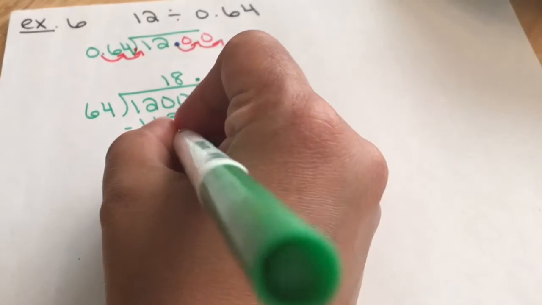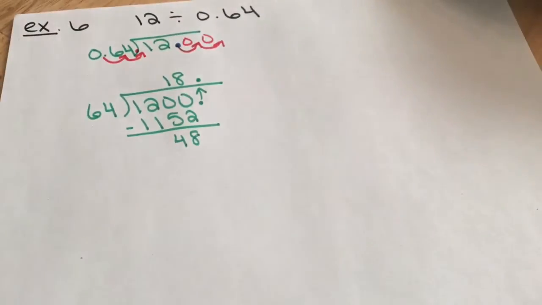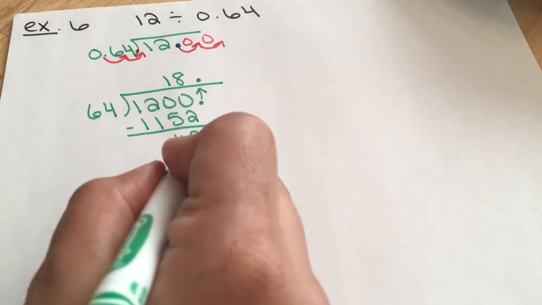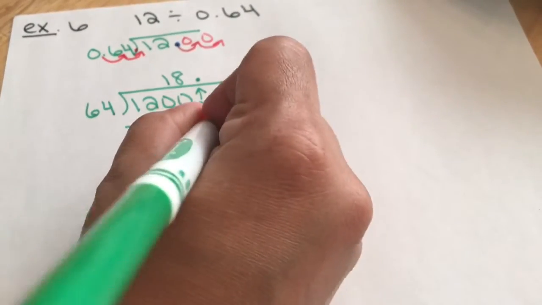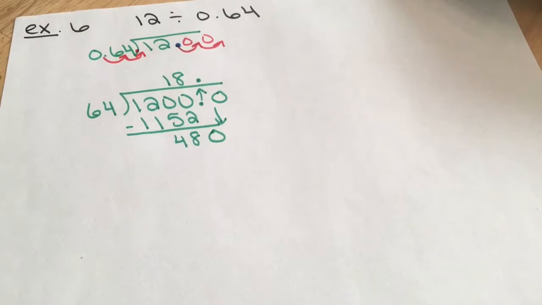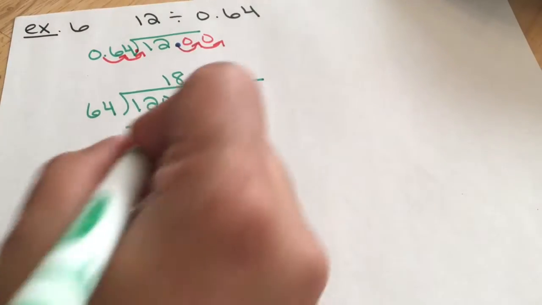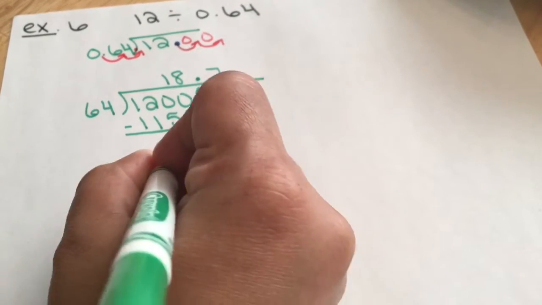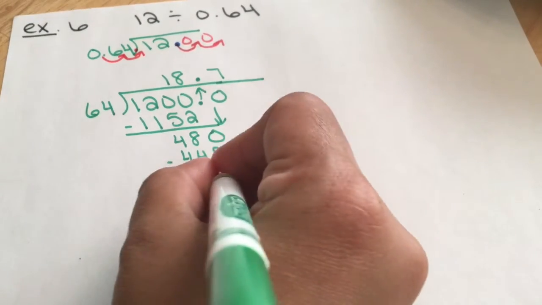and we should get 48. Again, we didn't add any zeros to our original problem. I see that I have this remainder of 48, so I now know that I need to add some zeros. So I'm going to start by adding 1 zero and bringing it down. So 64 goes into 480 7 times. And 7 times 64 is 448. When I subtract that, I'm going to get 32.